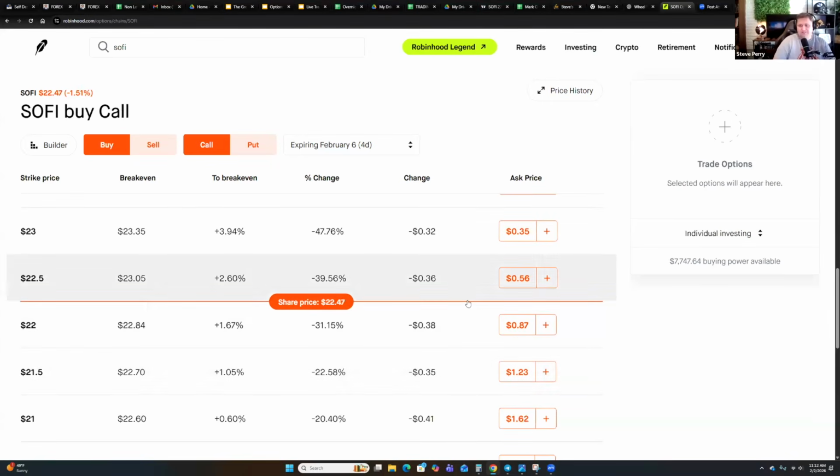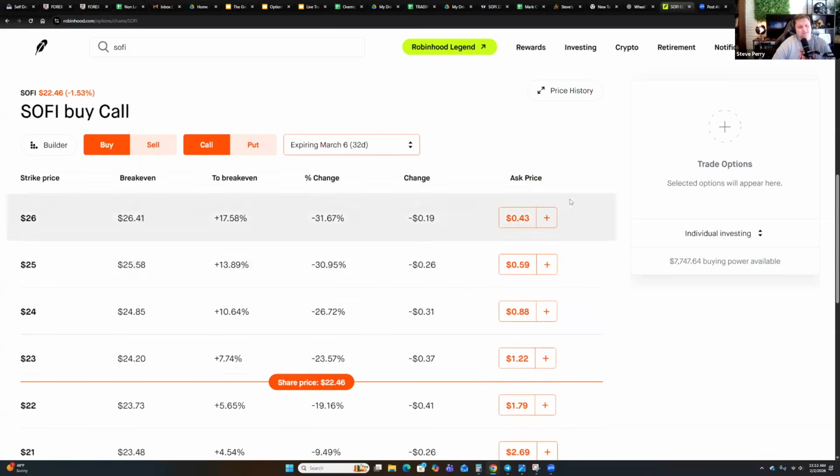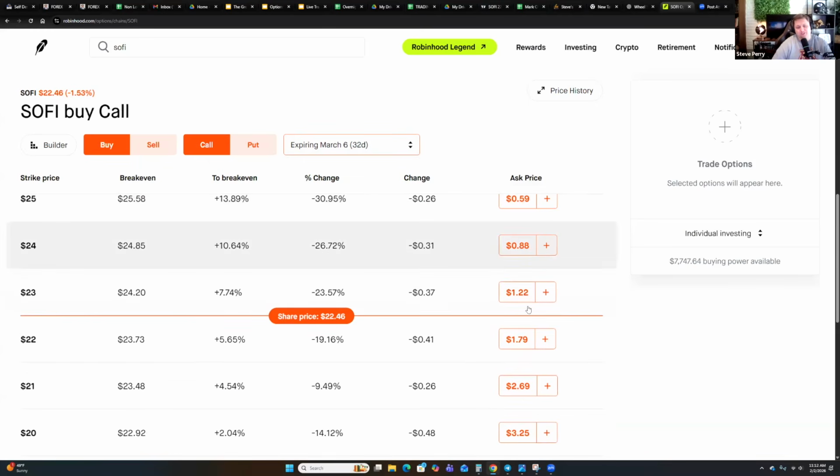Now, I want to show you the relationship of what happens if you change the expiration date on an option chain further out. Let's say we go from 4 days out to something that looks like a month out. Let's do March 6th. That's 32 days away. And watch these options become a lot more expensive.